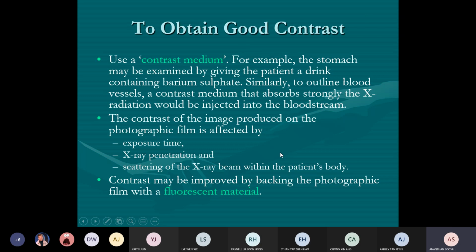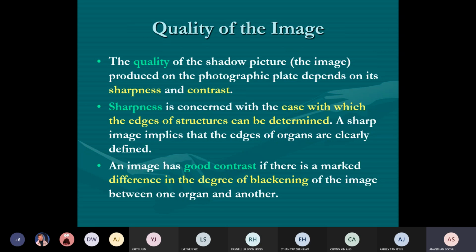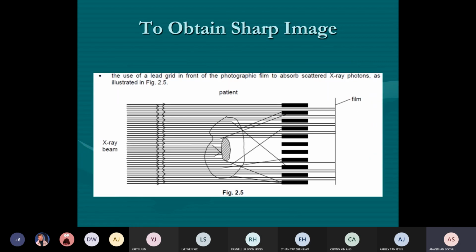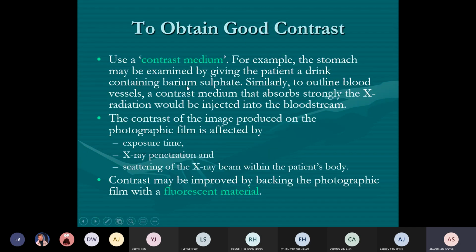So what is contrast? Remember, it is the difference in the degree of blackening of the image between one organ and another, or one tissue and another tissue. So that's how to improve contrast.